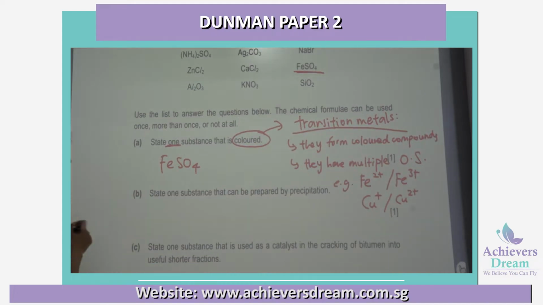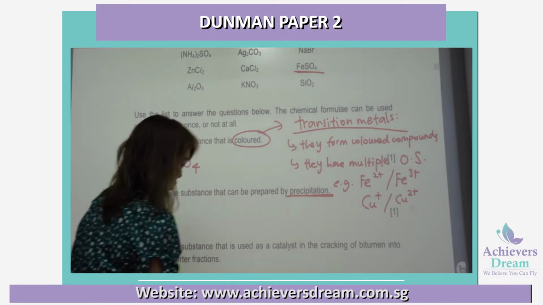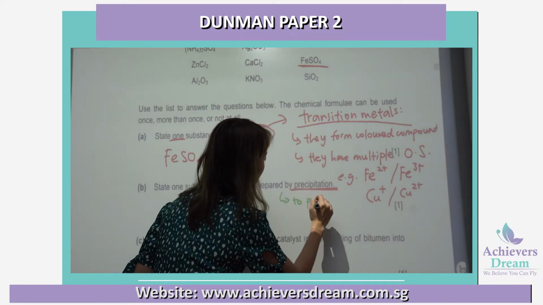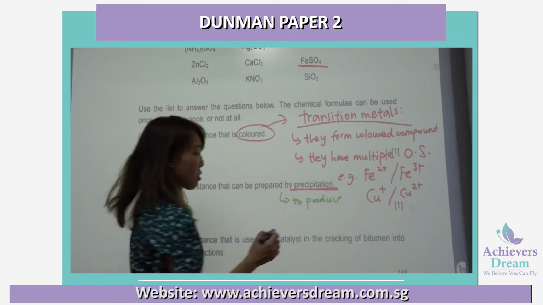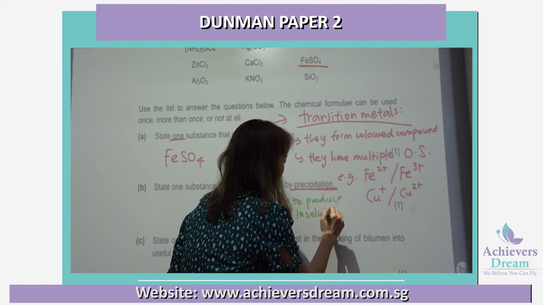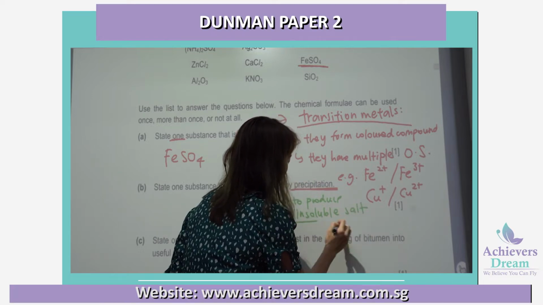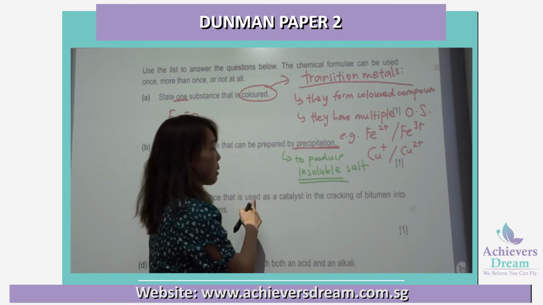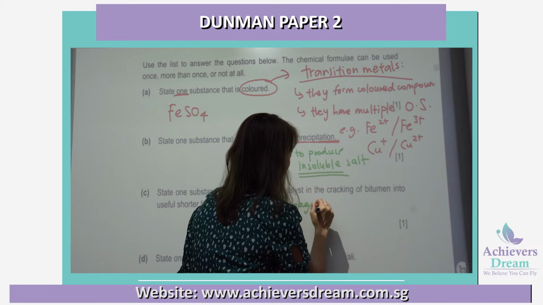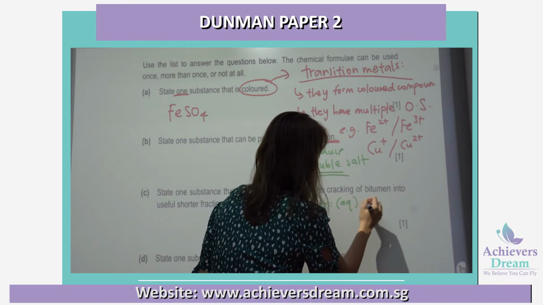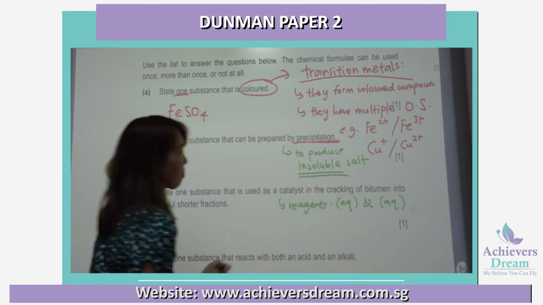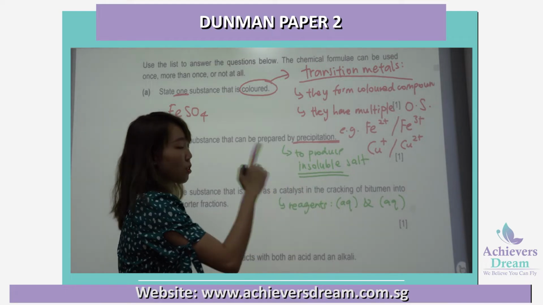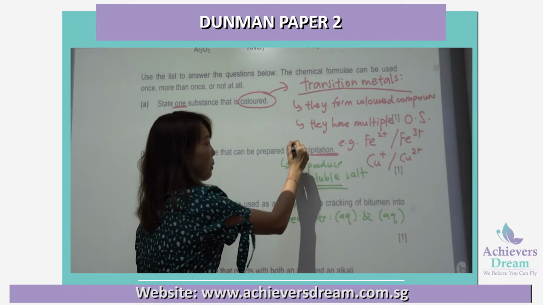So part B, state one substance that can be prepared by precipitation. Okay, when do we use precipitation? It is to produce insoluble salt. Okay, and also just a bit of revision. What are the reagents required for precipitation? I will need aqueous and aqueous reagents to produce an insoluble salt. When it comes to insoluble salt, there's only one method of preparation, which is precipitation.